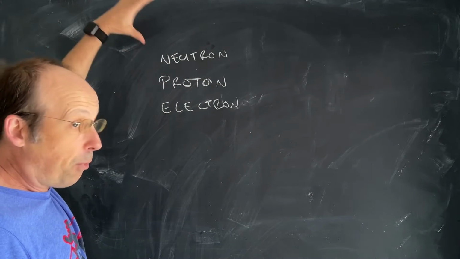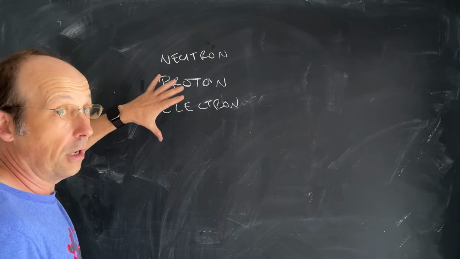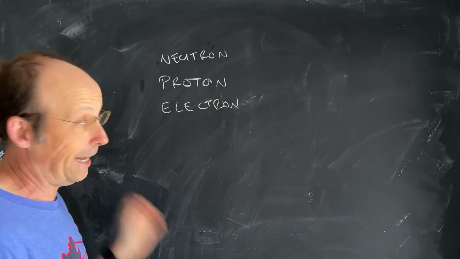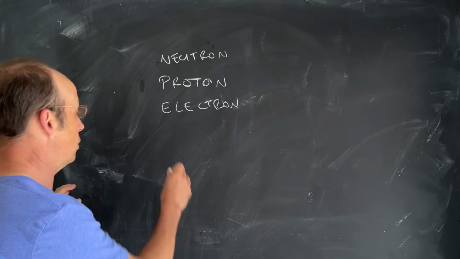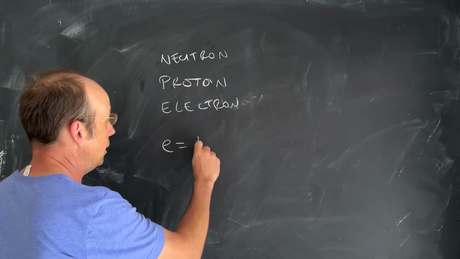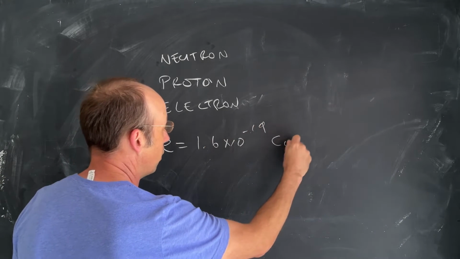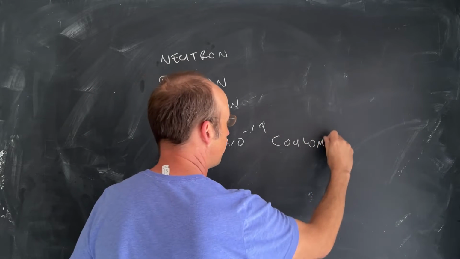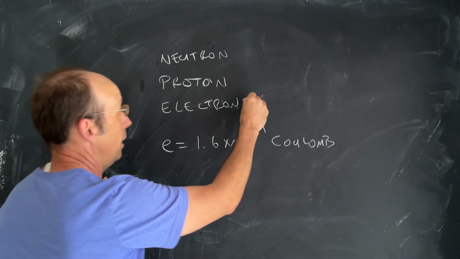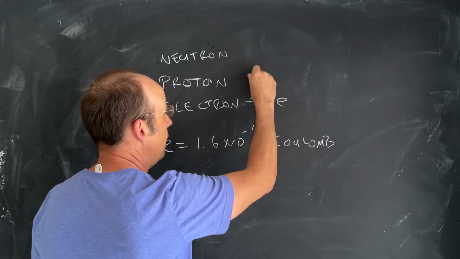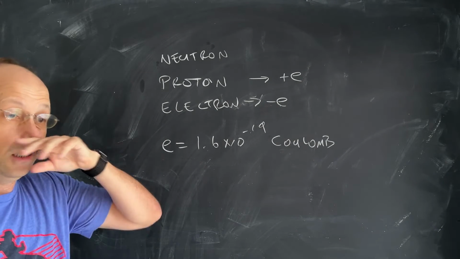The other important thing to realize is that these fundamental particles are charged. The neutron has no charge, but the proton and electron have equal and opposite charges, and we use this: e is 1.6 times 10 to the negative 19th coulombs. So this is our fundamental unit of charge. The electron has a charge of negative e. The proton has a charge of plus e. They're equal and opposite charges.